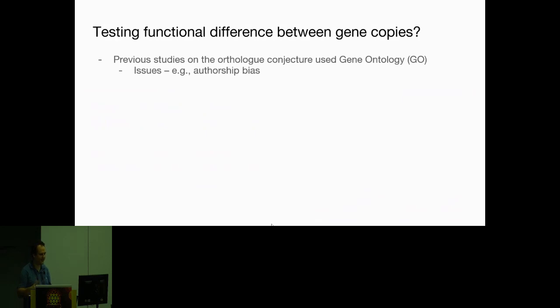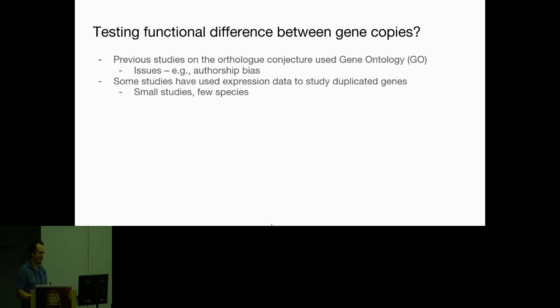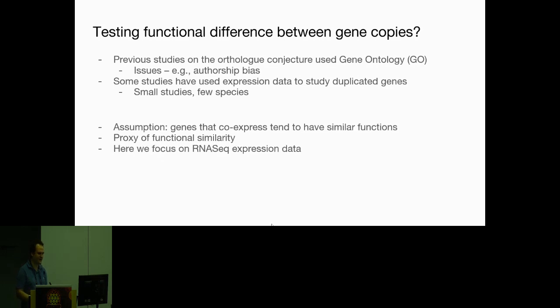So how do we actually go about testing these functional differences? Previous studies on the ortholog conjecture used gene ontology. We felt that there are possibly some issues with authorship bias when considering experimental data. And so we wanted to use expression data. This has previously been used in some other studies, but they tend to be small studies with only a few species. The assumption that we're using in this study is that genes that co-express tend to have similar functions. And therefore we can use the similarity between their expression patterns as a proxy for functional similarity.